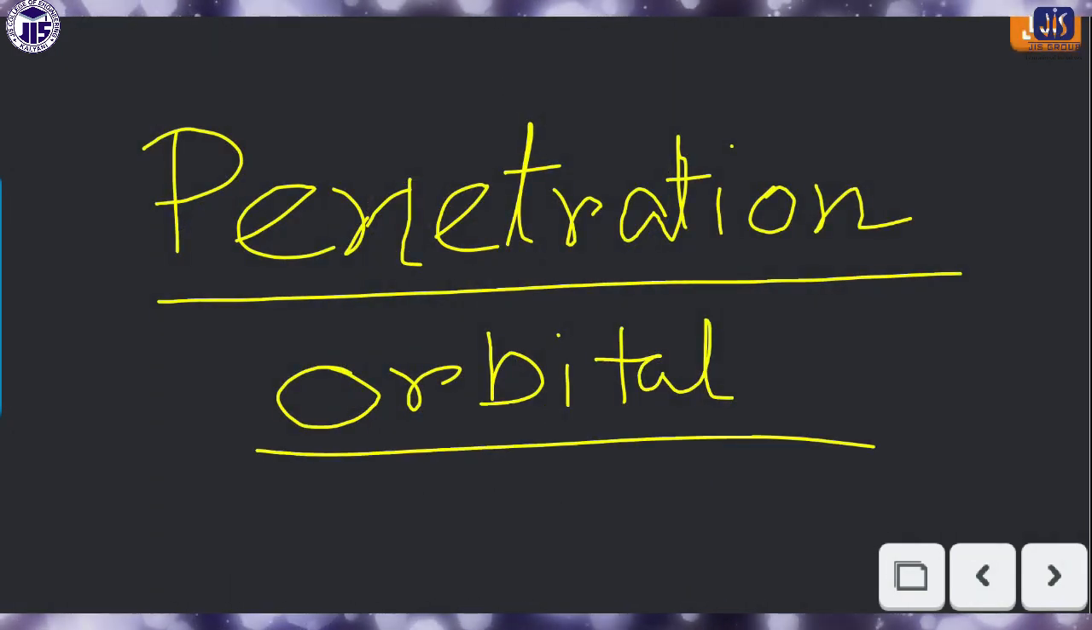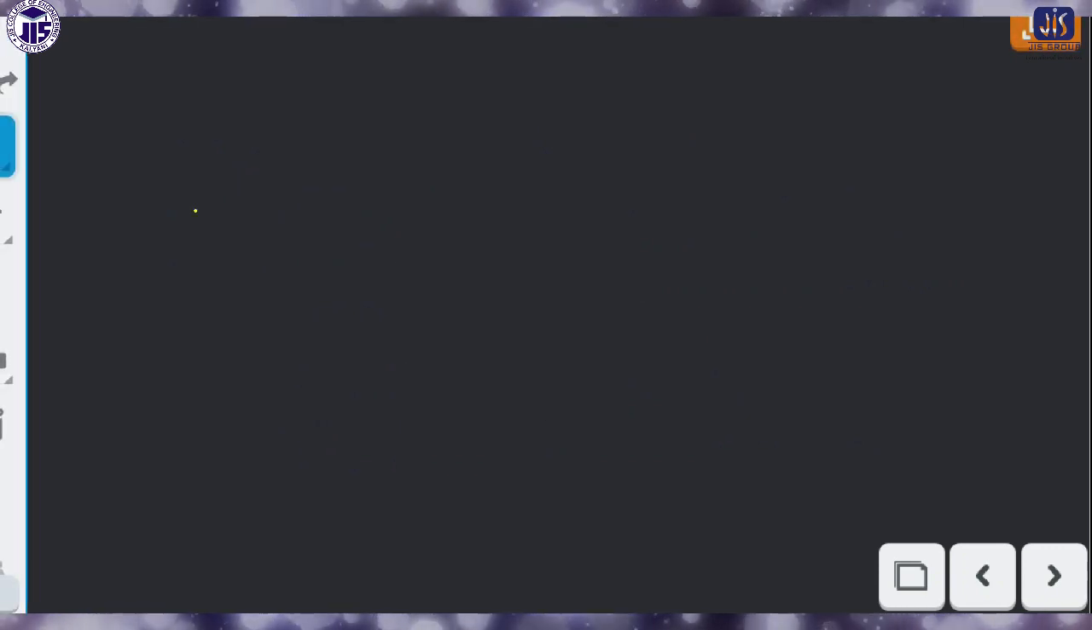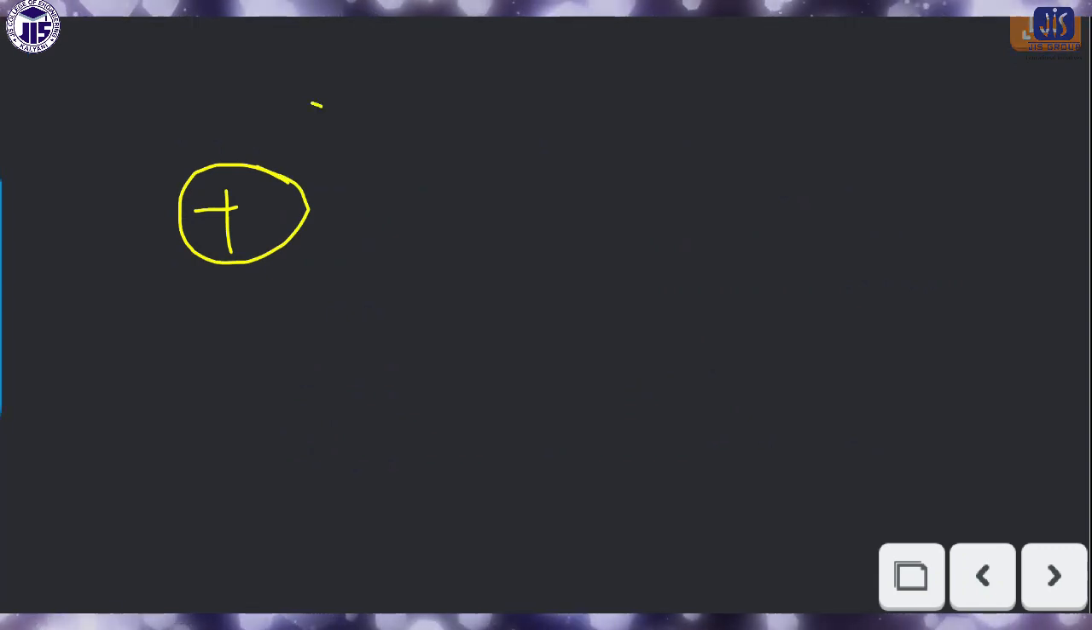Now we'll discuss the penetration of the orbital. What is the meaning of orbital penetration? We can define it as the tendency to move towards the nucleus. It is the probability of being found near the nucleus. In a given quantum shell, this probability goes on decreasing in the sequence of S, P, D and F. We can show the penetration of the orbital this way. Look here, if this is the nucleus, then penetration means how the attraction will be towards the nucleus.